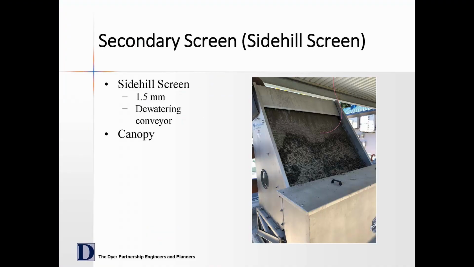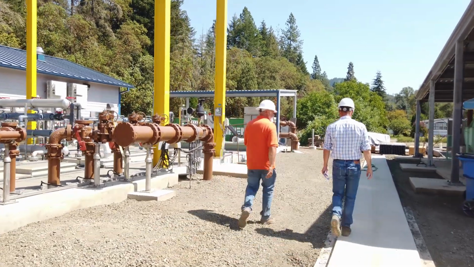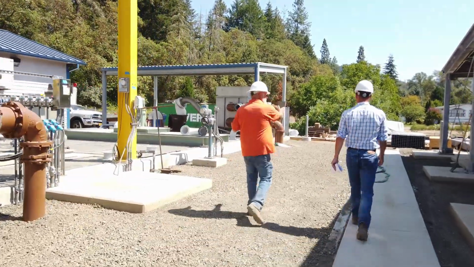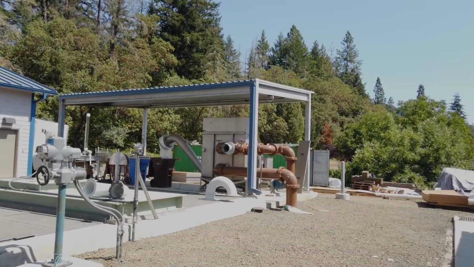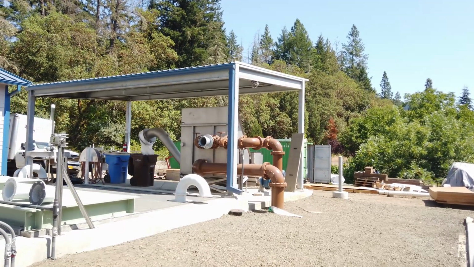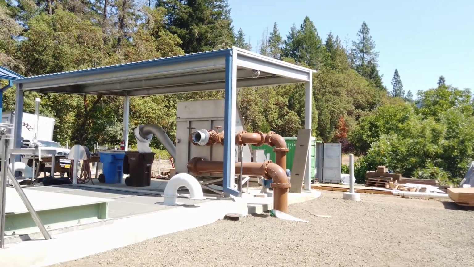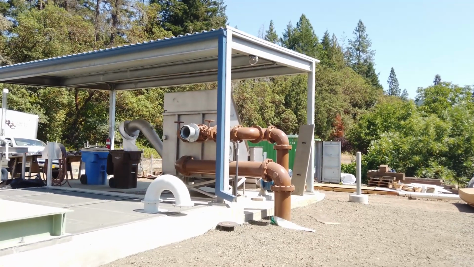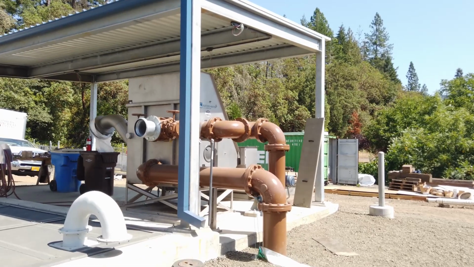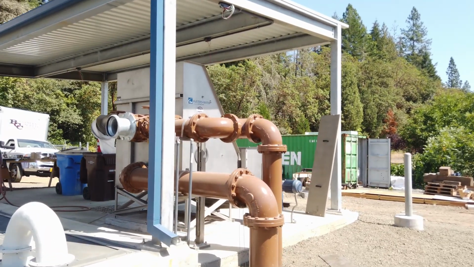This is the secondary screen. Proper preliminary treatment is really important for MBR treatment systems. Without effective solids removal, solids will collect and accumulate on the membrane surface, restrict airflow, and cause permeability issues. For that reason, the wastewater treatment plant improvements included the addition of a new secondary screen to remove particles larger than 1.5 millimeter. This improves the performance of the membranes considerably.